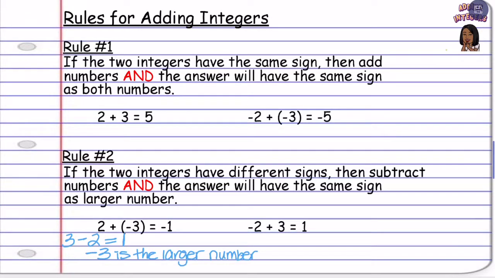Now we have -2 plus 3 is equal to 1. The signs are different, so we have to subtract. So we do 3 minus 2 is equal to 1. And so the answer is going to be positive 1 because the 3 is the larger number and it is positive.